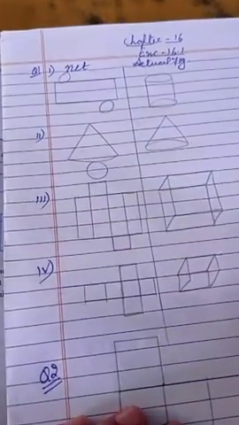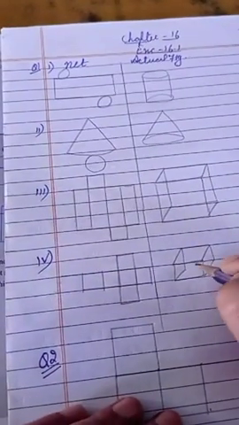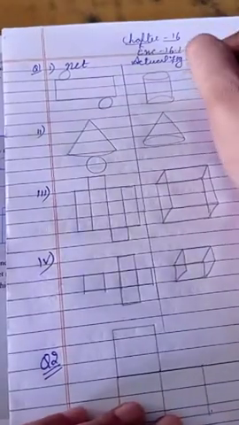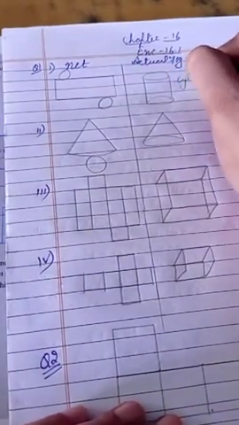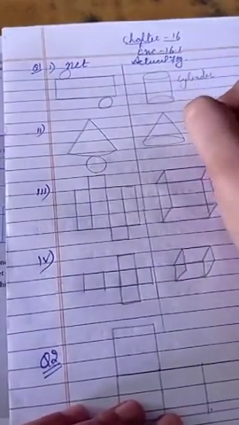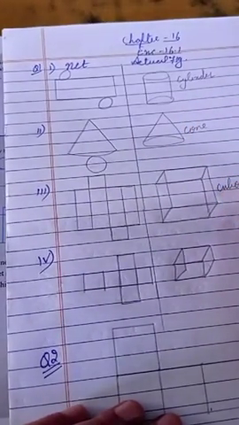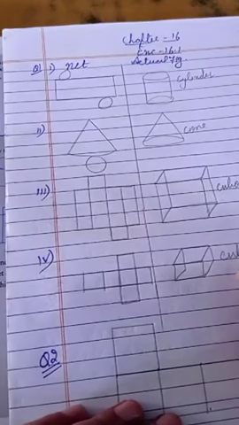Clear? It's a cubical figure. Any doubt? Okay, so this is a cubical figure. So please mention the name here. This is what? Cylinder, cone, cuboid and cube.